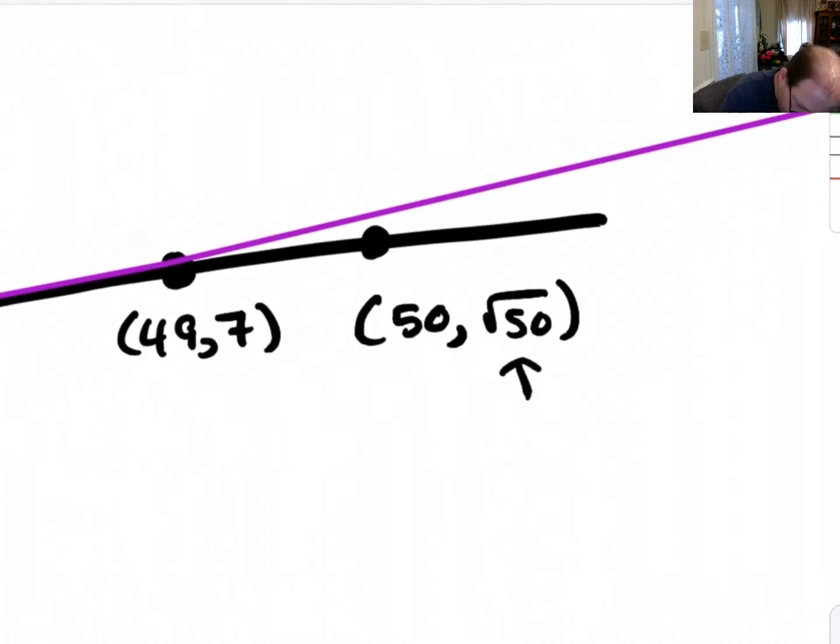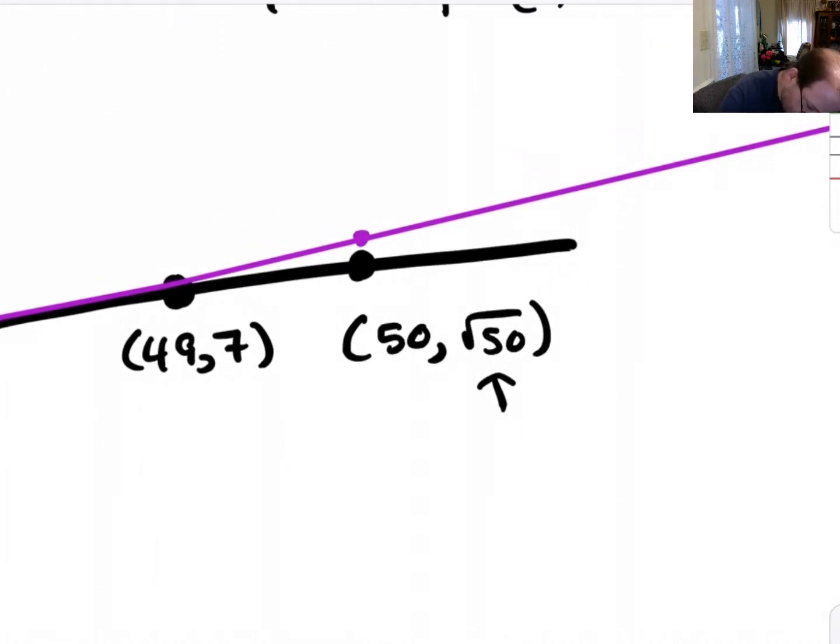What we want to do is pick this point here on the tangent line, and we're going to use this to approximate.